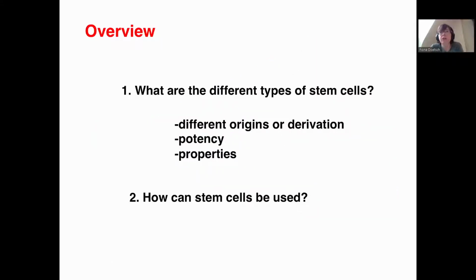So today we're going to go over just very, very briefly the different types of stem cells, focusing on adult stem cells and pluripotent cells, just to understand where they come from and some of their key properties, such as their potency and their characteristic features. And then second, we're going to touch on how stem cells can be used moving into the future and why this is such an exciting area of research.